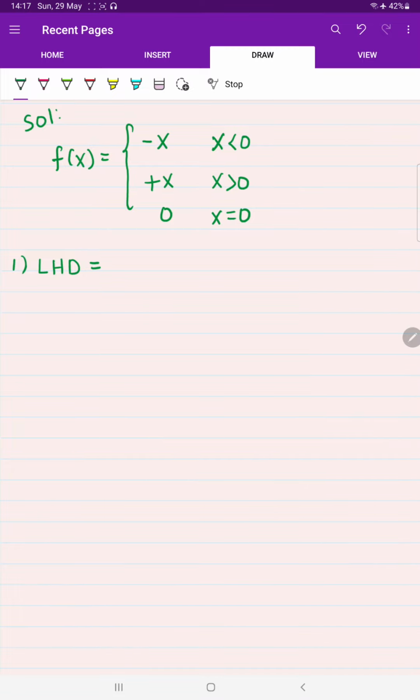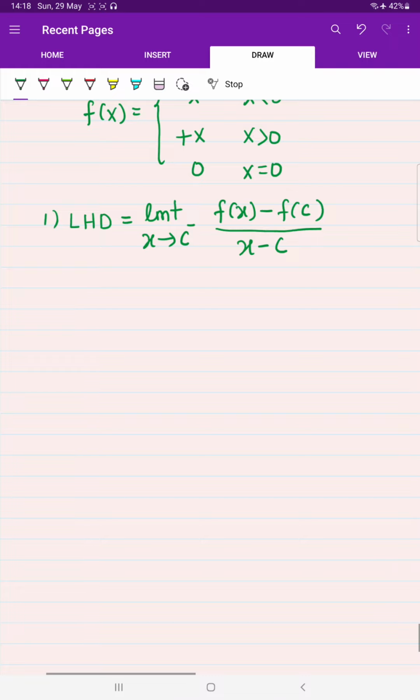Numerically, while solving the problem, find the left hand side derivative with the help of a limit. Let me define: x is approaching c, but since we are traveling from the left hand side, I have to put minus here. Then write f of x minus f of c upon x minus c, right? Let me clear it, one second. Yeah, this is c, f of c upon x minus c. Some of you might be thinking, sir, what is this c, what is this x? Don't worry, let me clear it within a few minutes.